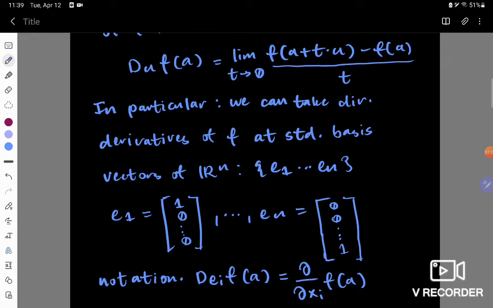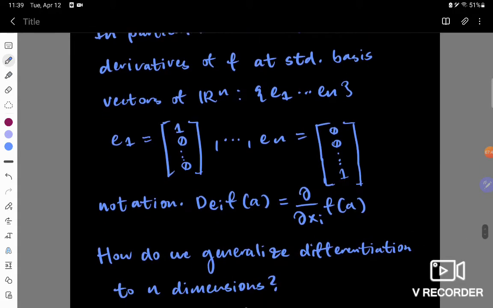Now, with this in mind, we want to ask ourselves, first of all, is this a suitable notion that we can employ to ensure differentiation holds the same kind of properties that we had for just one dimension? Over here, we just put this question: how do we generalize differentiation to n dimensions? If we just say that if all of these partial derivatives exist at a point, we run into some trouble. And let's look at some counterexamples as to why.